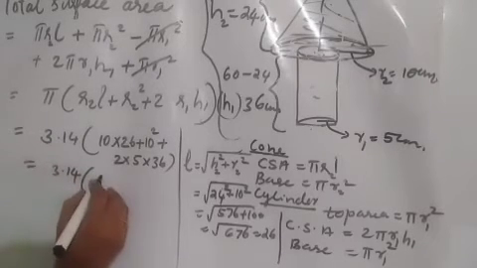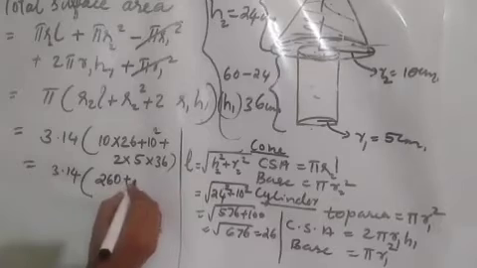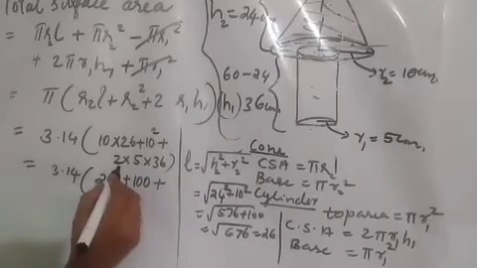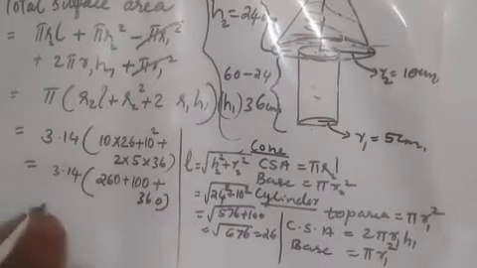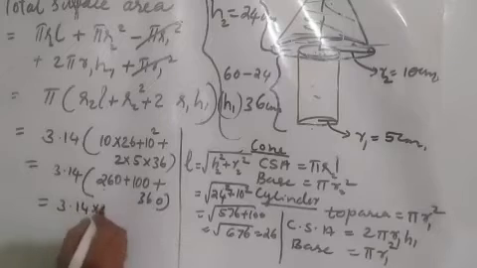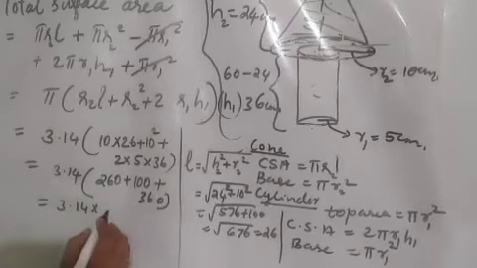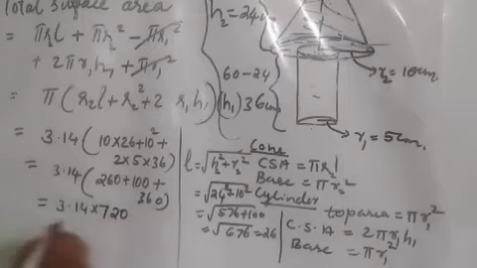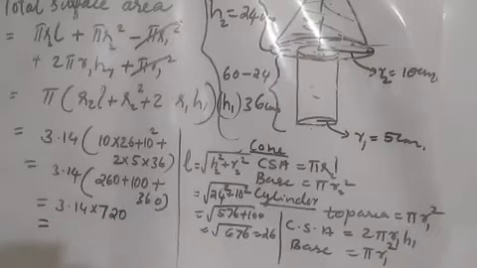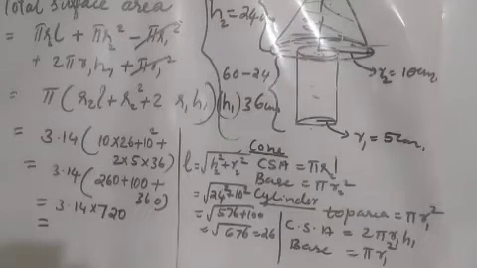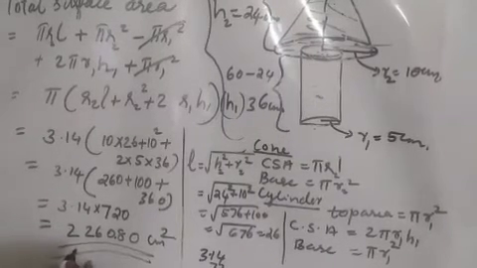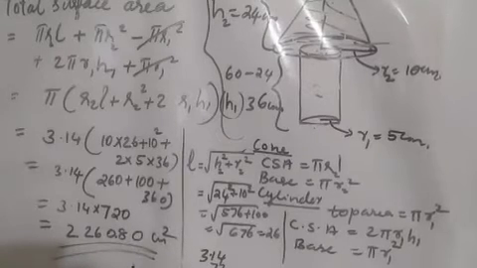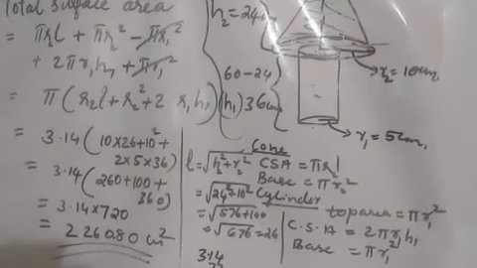3.14 into 26 into 10, that is 260, plus 10 square is 100, plus 2 fives are 10, into 36 is 360. Okay, add these values. 3.14 into 260 plus 100 plus 360, that is 720 into 3.14, which gives the total surface area of the toy. So multiply in your working column and calculate the value. So we will get 2260.80 centimeter square.